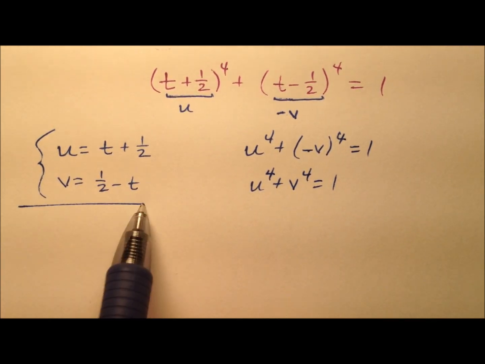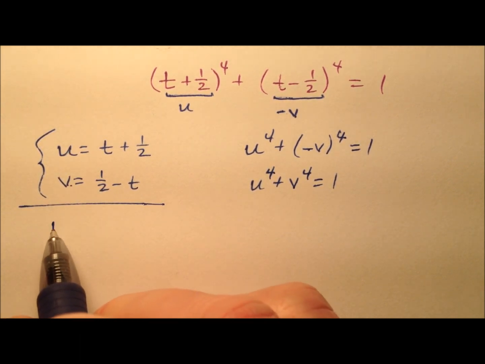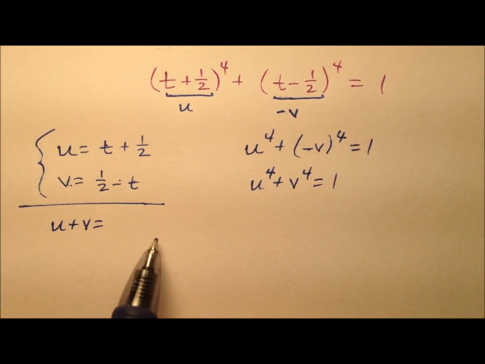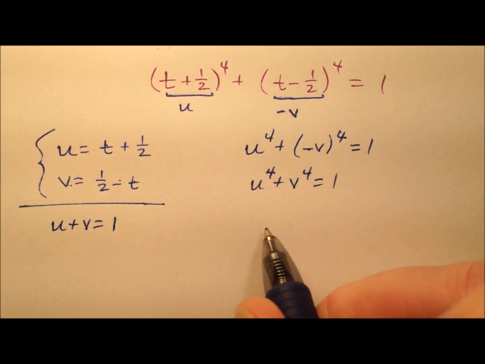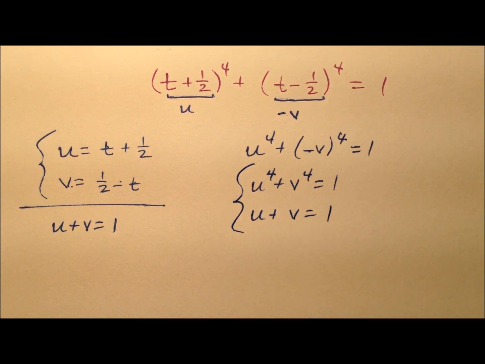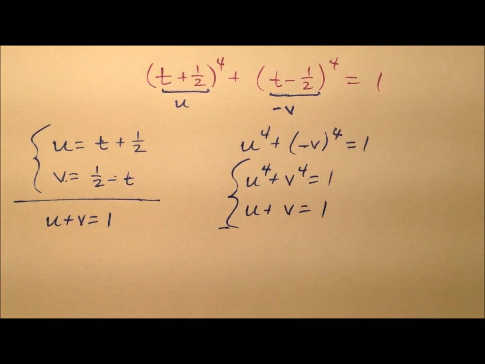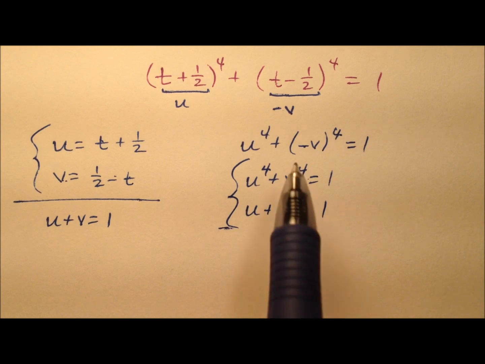And so one more thing we can do, let's add these two equations. So u plus v equals, and the t minus t, all those t's cancel. That's nice. And then 1/2 plus 1/2 is 1. So it looks like we have broken this problem down into this little system. u to the 4th plus v to the 4th equals 1, and u plus v equals 1 as well. Okay, well, how can we solve this?